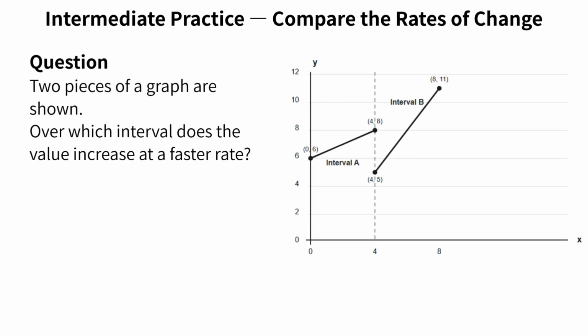Now let's try an intermediate problem. This one is a little trickier. Two pieces of a graph are shown. Over which interval does the value increase at a faster rate? Don't rush. Compare the change carefully.